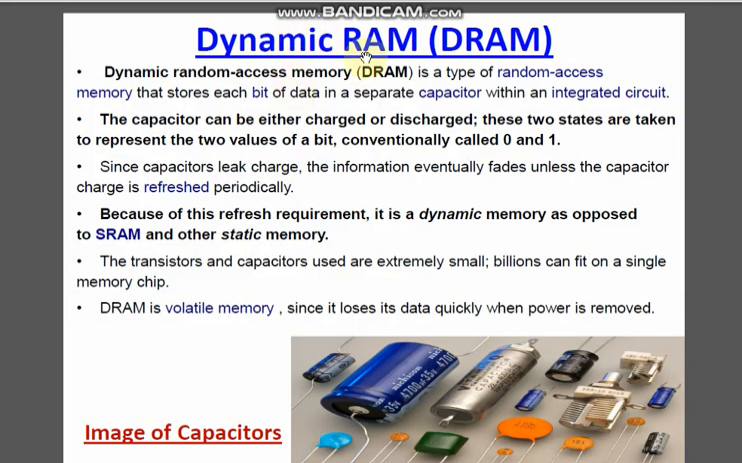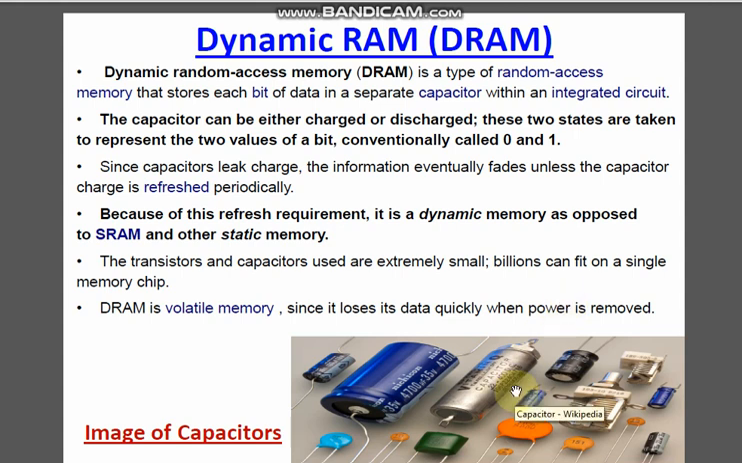Dynamic RAM is a type of random access memory that stores each bit of data in a separate capacitor with an integrated circuit. So these are the capacitors which hold the charges with dynamic RAM. Inside the dynamic RAM, there are capacitors which hold the charge when the power is there. When there is no power, the capacitor discharges and it holds bit 0.